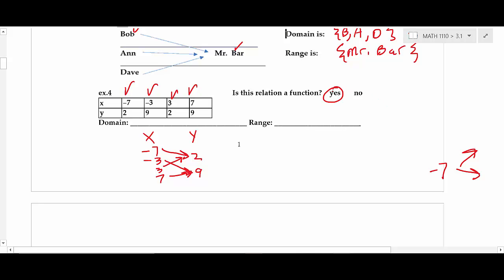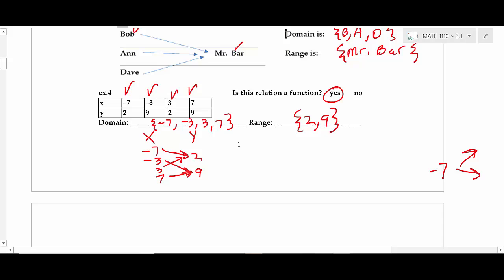And again, you don't have to draw the mapping diagram. You can just do that in your head. Every x goes to 1 y. So the domain on this would just be -7, -3, 3, and 7. You put that in any order, usually numerical order. And the range has only 2 elements, 2 and 9, so you write that like that.